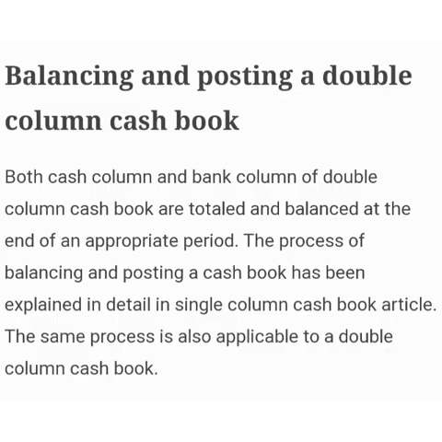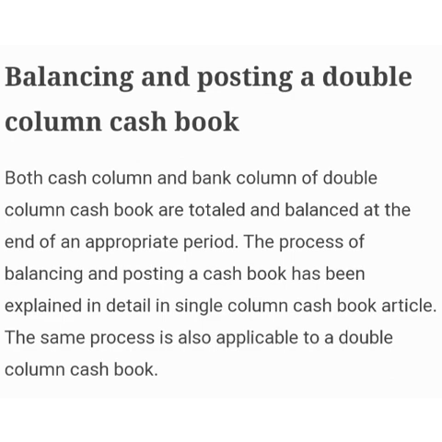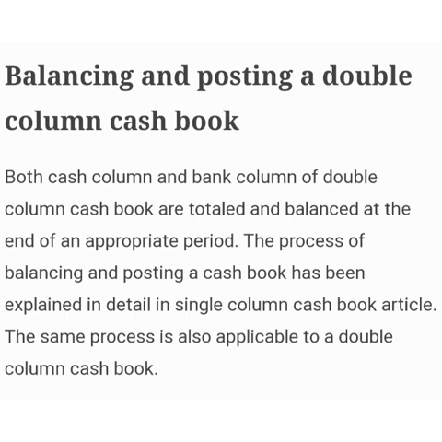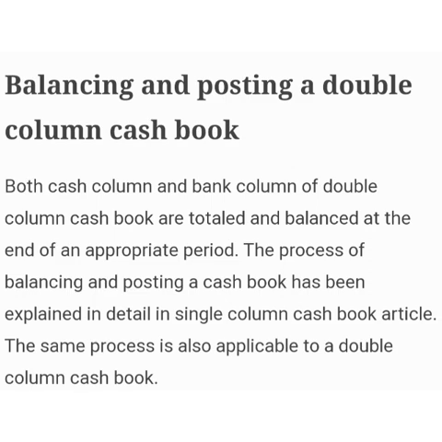After entering all the transactions, the next step is to balance the double column cash book. Both the cash column and the bank column are totaled and balanced at the end of the appropriate period. The process of balancing and posting a cash book has been explained in detail in the single column cash book article. The same process is also applicable to a double column cash book.